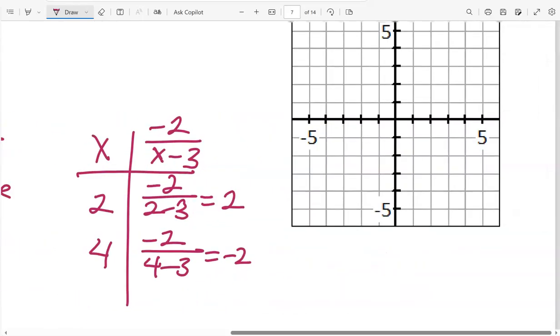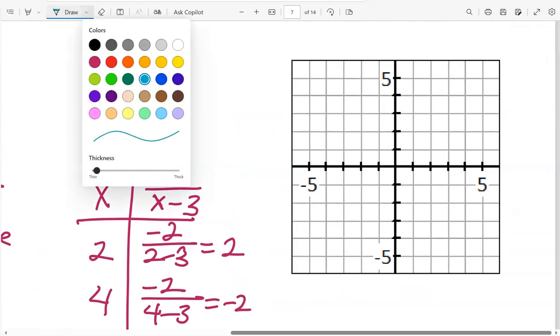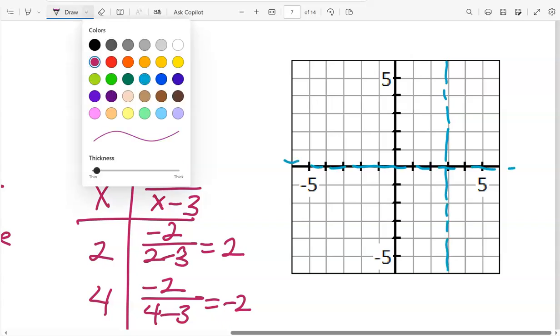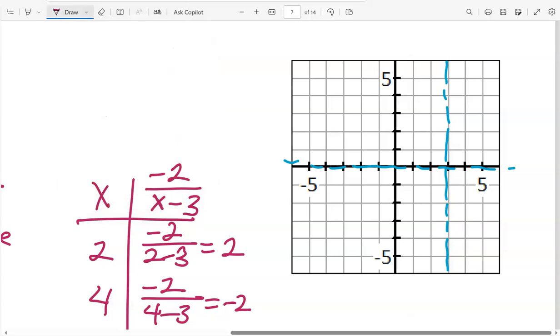Let's plot the asymptotes. X equals 3 and y equals 0. And then one point on each branch of this hyperbola. We have 2, 2, and we have 4, negative 2. And that kind of tells us where our branches are: on the upper left of the two asymptotes' intersection and the lower right of the intersection.